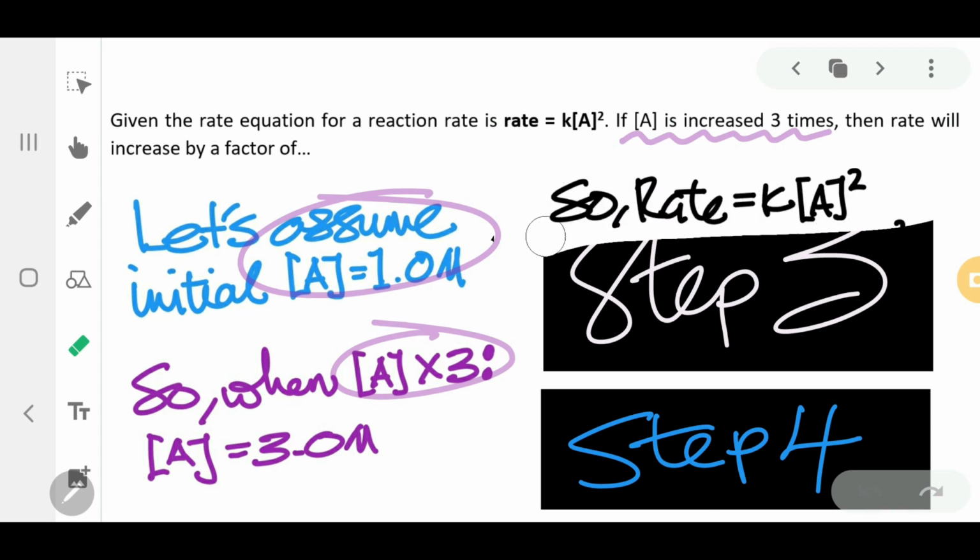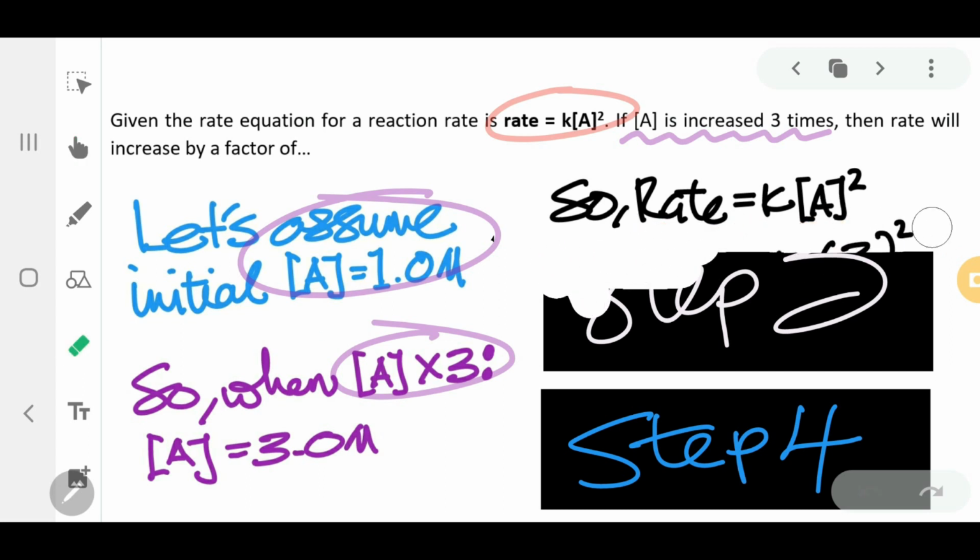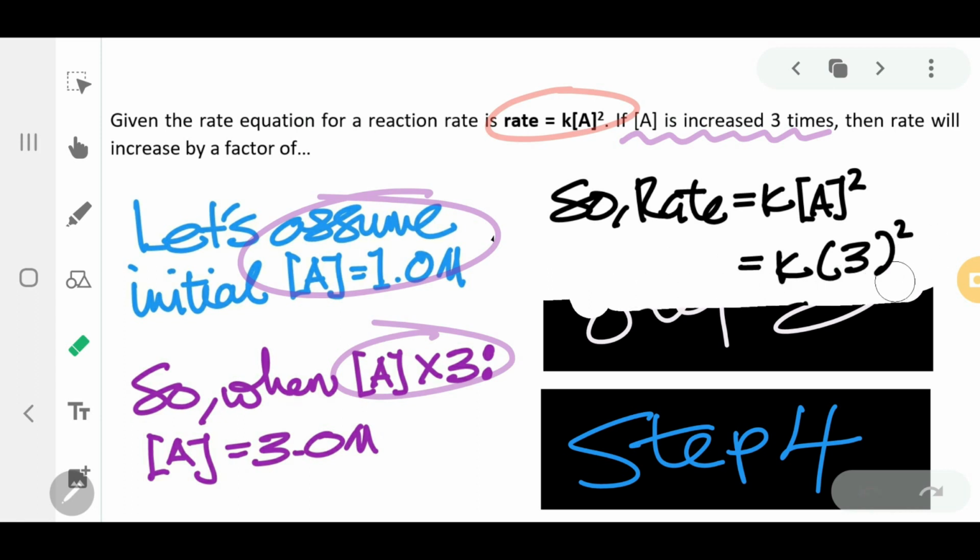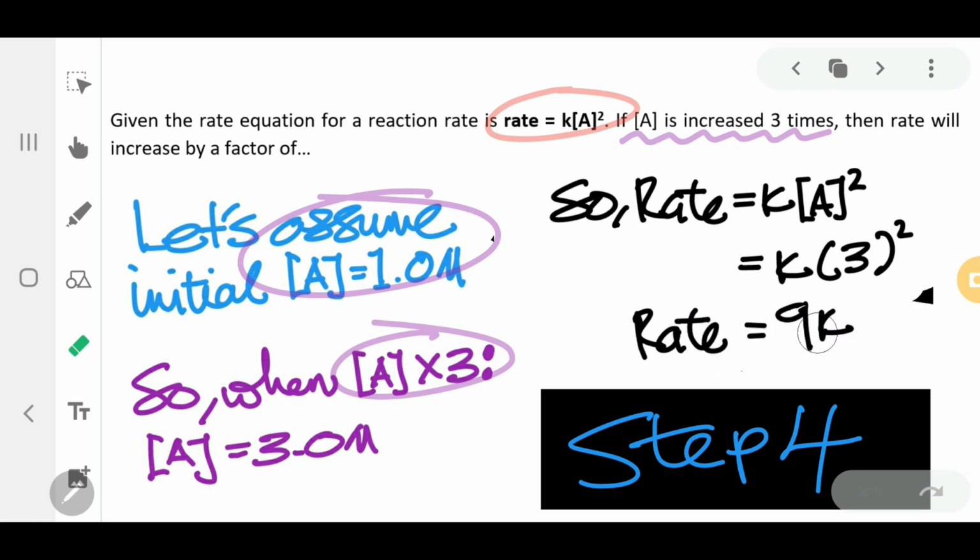what you need to do. So the rate is given here. So you're just going to substitute. You're going to take this 3 and substitute into A. Then you get this, and 3 to the power of 2, you will have rate equals to 9k.